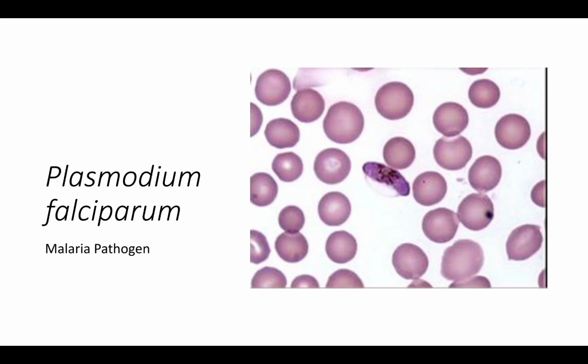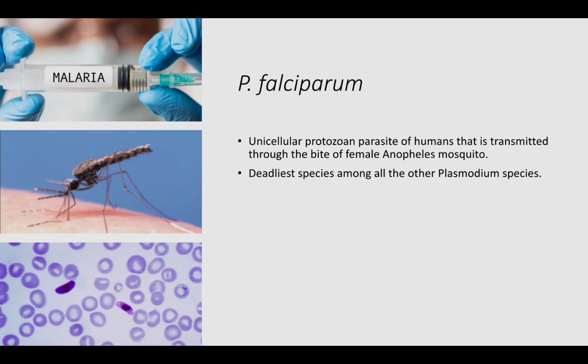Hello, today I'm going to talk about Plasmodium falciparum, the causative agent of malaria. So what is Plasmodium falciparum? Plasmodium falciparum is a unicellular protozoan parasite that causes malaria in humans. It is transmitted to the human body by the bite of an infected female Anopheles mosquito.